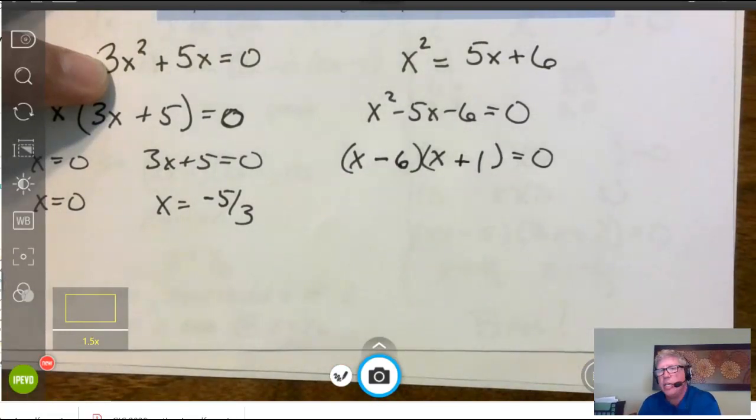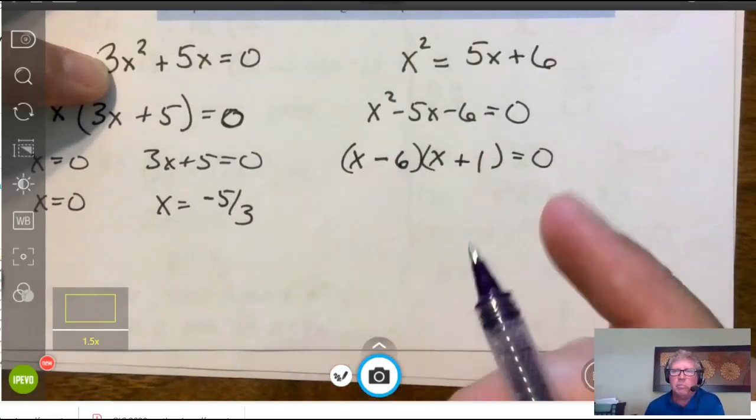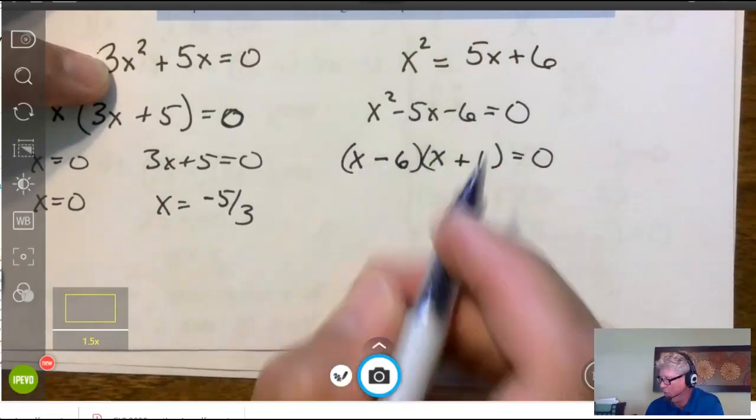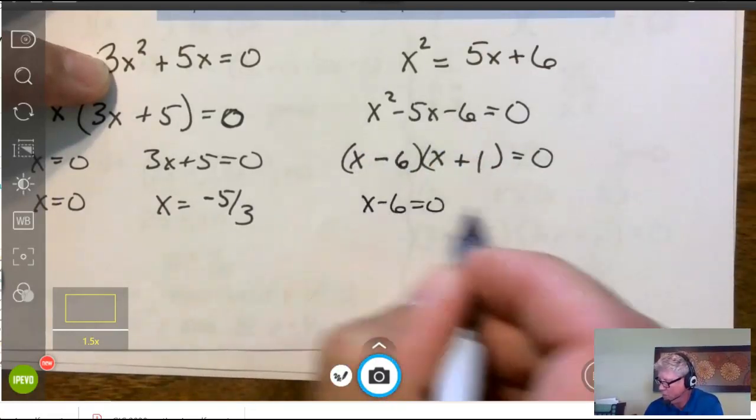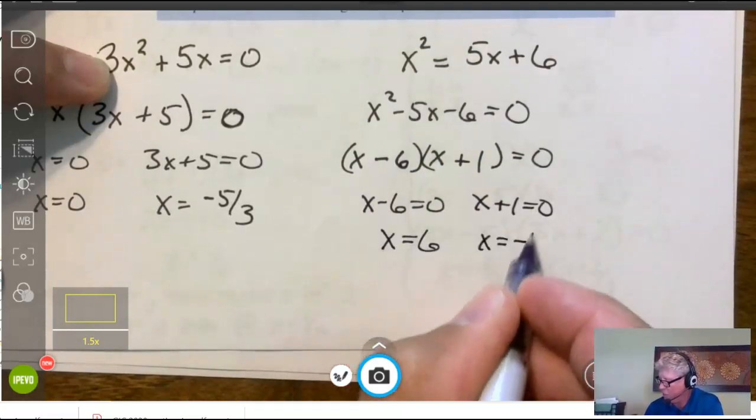Can you see that that's where the number sense comes in? Do you see how they combine? And sure enough, when they multiply, you get negative 6. When you combine them, you get negative 5. I'm going to set these separate, and I get my 2 solutions.